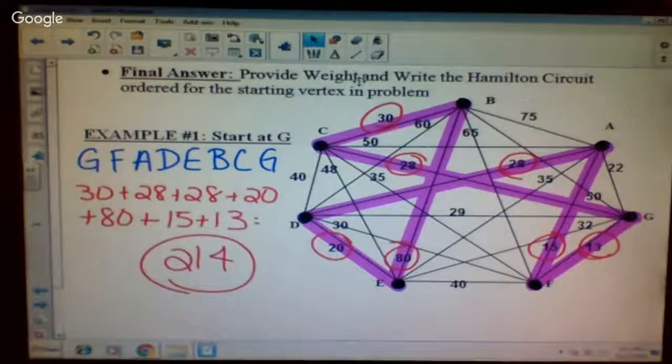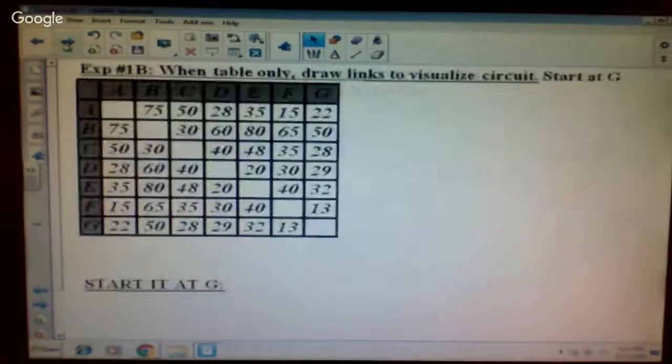Cheapest link from a table is probably my favorite. It's always going to work out when you do it. So here's cheapest link from a table. My suggestion to you, when they give you the table, I want you to visually create your picture.